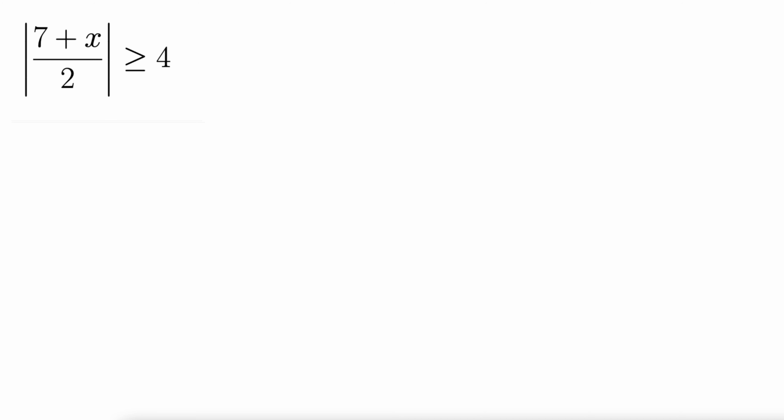For this example, we have the absolute value of (7 plus x) divided by 2, all of that greater than or equal to 4. And when you have something like this, you can just multiply the 2 up to the 4. So really this is the absolute value of 7 plus x greater than or equal to 8.